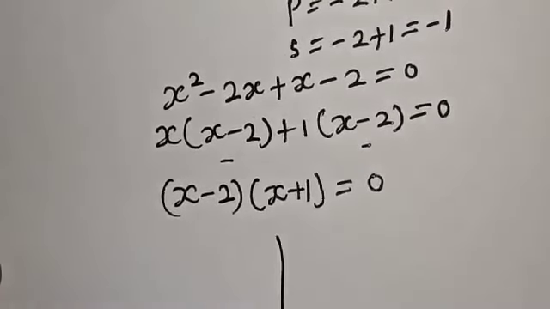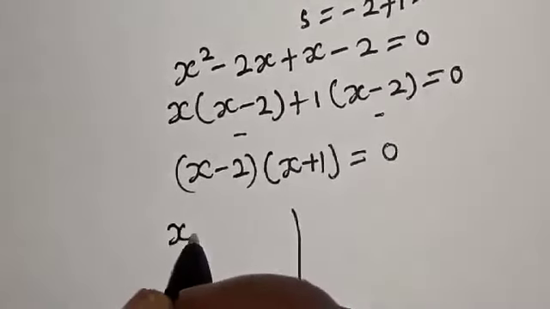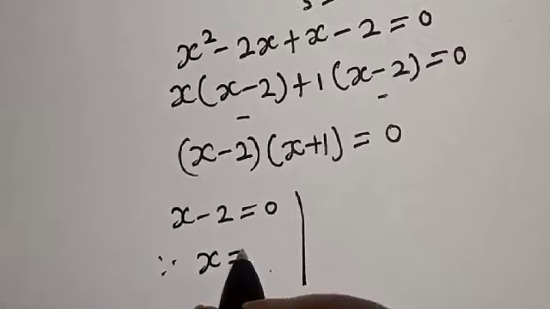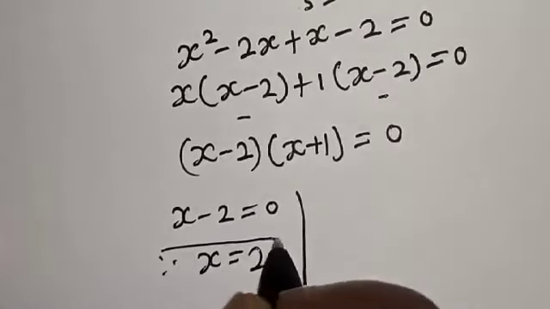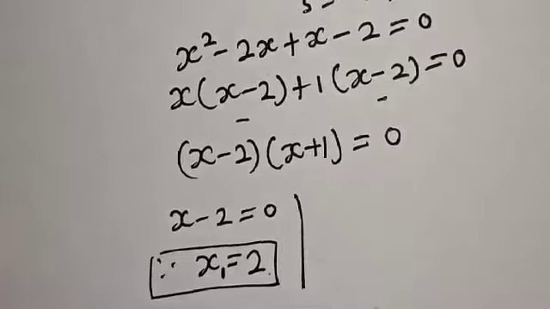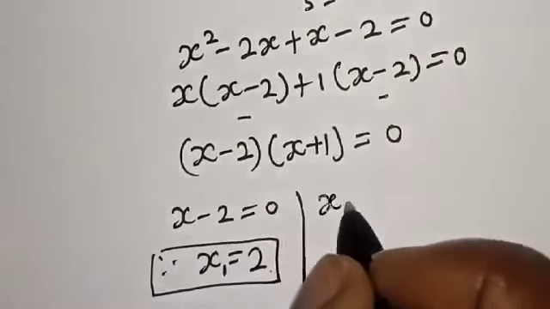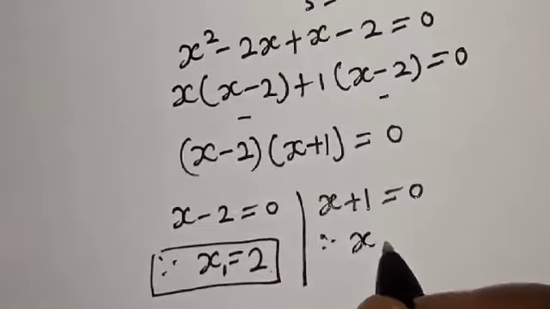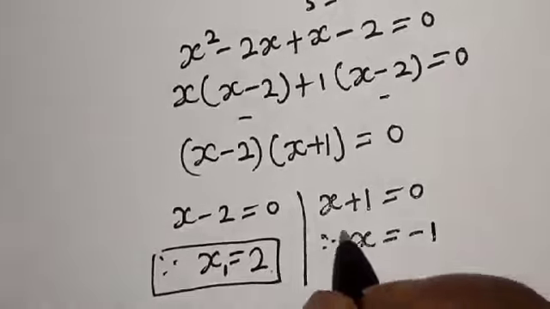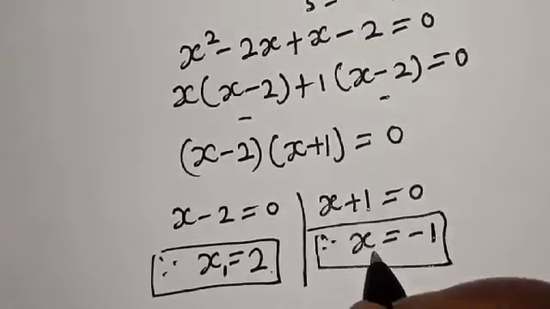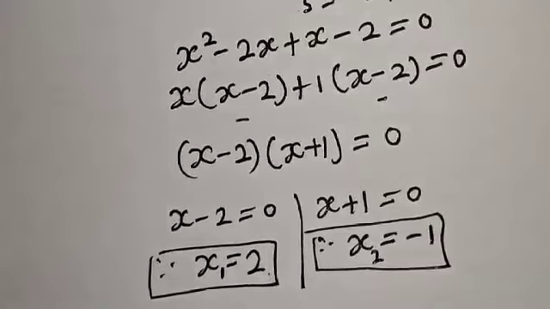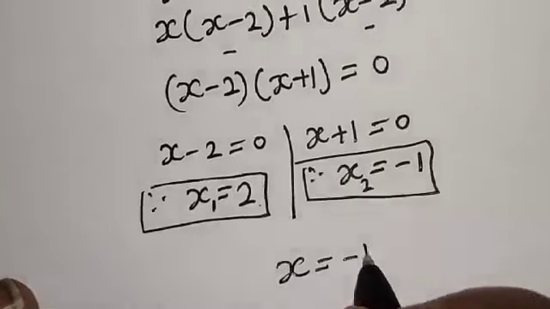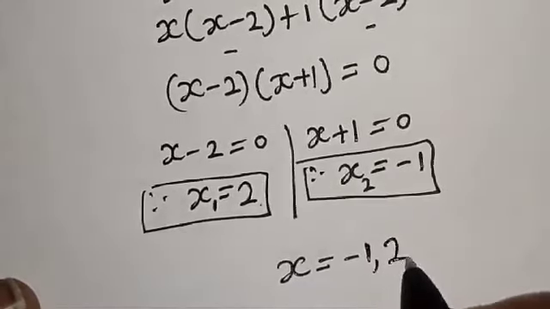There are two cases here. The first case is s minus 2 is equal to 0. Therefore, s is equal to 2. That is the first value of s; let's call this s1. From here, we have s plus 1 is equal to 0. Therefore, s is equal to minus 1. This is the second value of s; let's call this s2. Now our final answers are s is equal to minus 1 and 2.